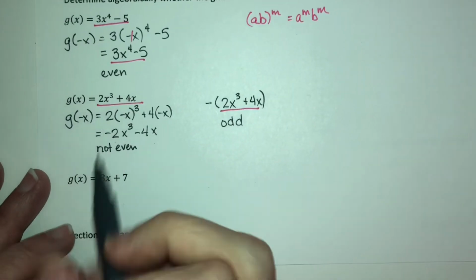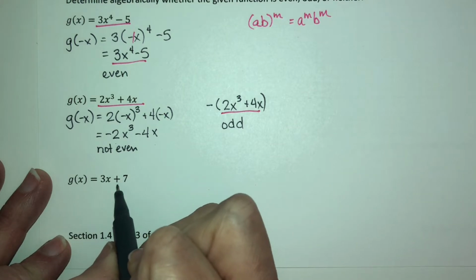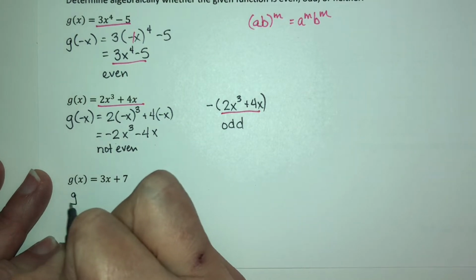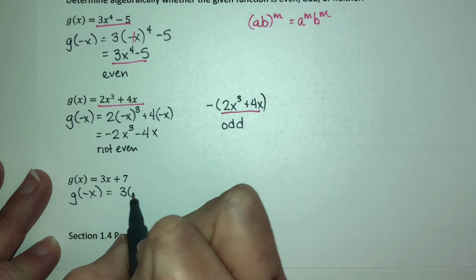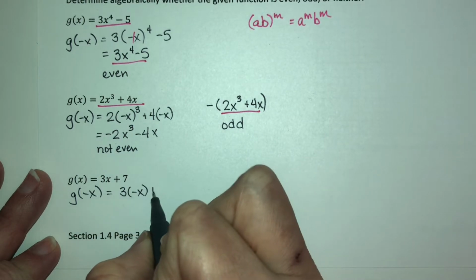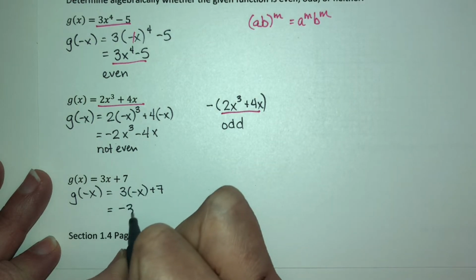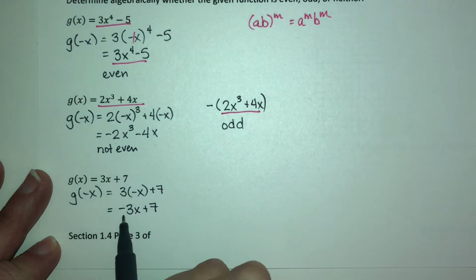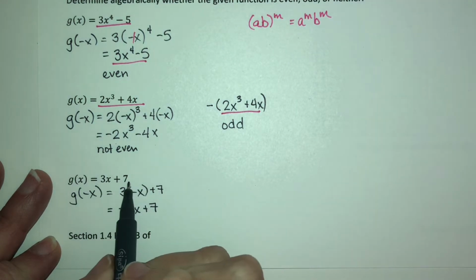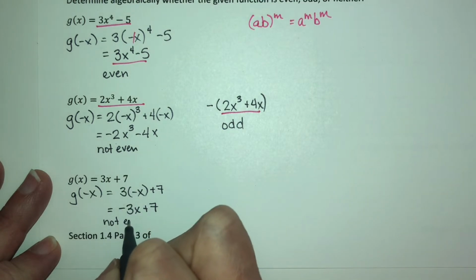Okay, let's do the same thing here. G of x is equal to 3x plus 7. Let's plug in negative x. And we get 3 times negative x plus 7. And that would be negative 3x plus 7. Now, is this the same as this? No. So it's not even.